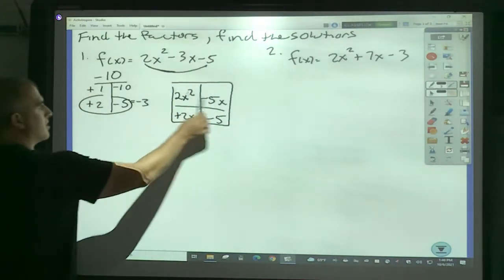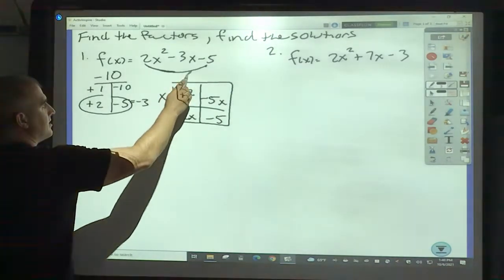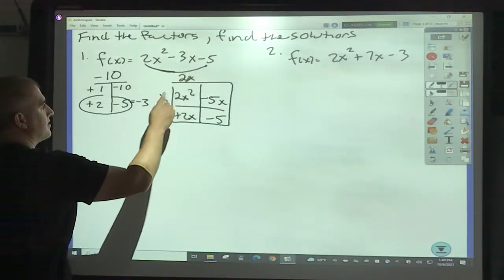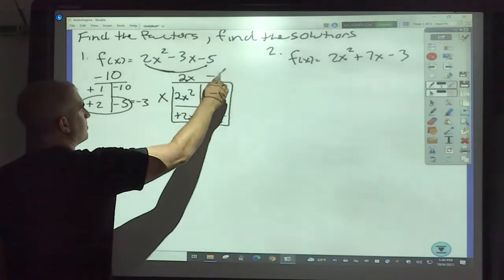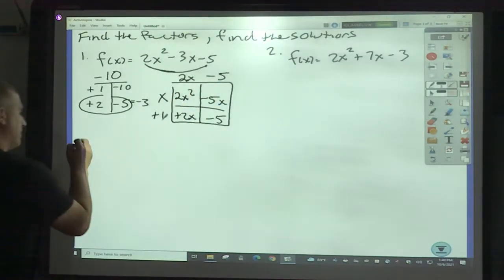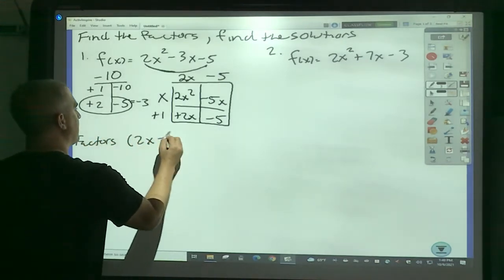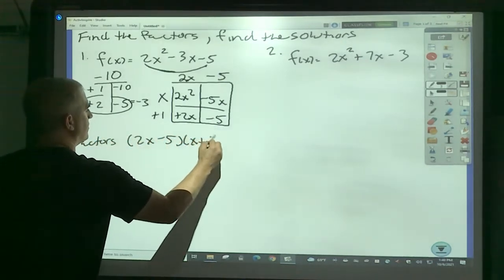Now, what I'm looking for is a GCF out of any row. So in this one it would be an X. X times this would give me that, which would be 2X. X times that would give me that, which would be -5. 2X times this would give me this, which would be 1. So my factors are 2X minus 5 and X plus 1.